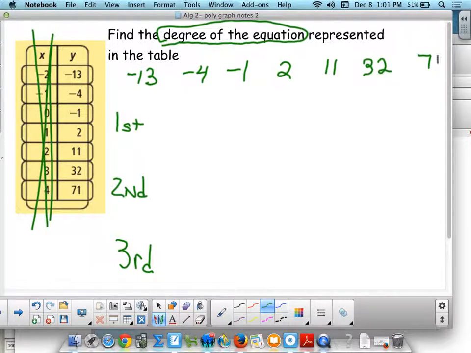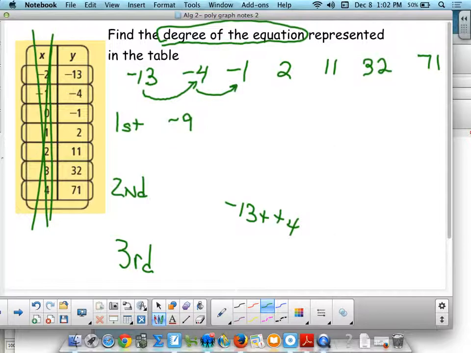71. Okay, once you write them down horizontally, here's all I want you to do. Take your y values and subtract the next y value. So what I'm saying is take negative 13 and subtract negative 4. So you're kind of doing this. This is what you're doing. What's the answer to that? That's really plus 4, right? Negative what? 9. Okay, keep going.